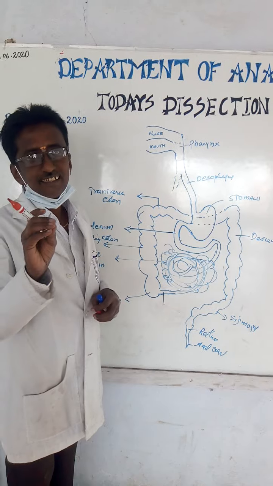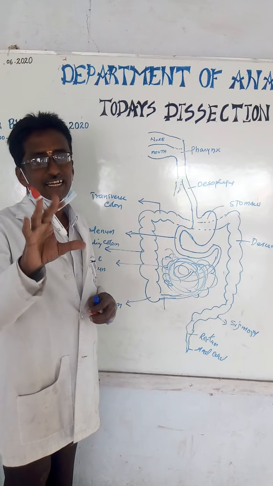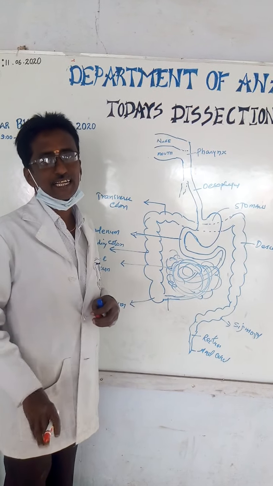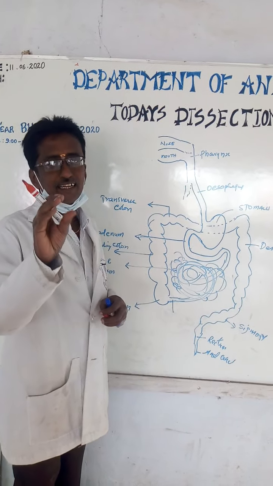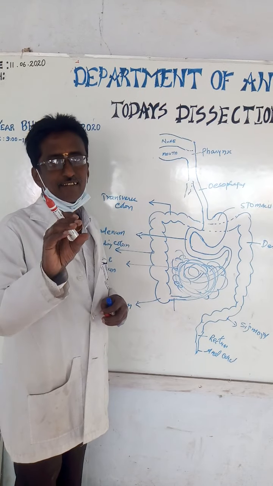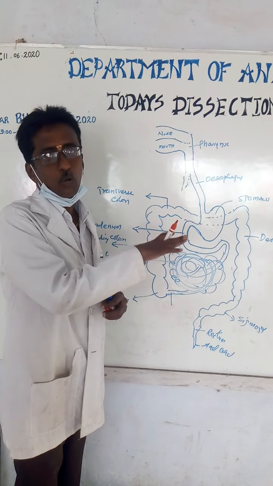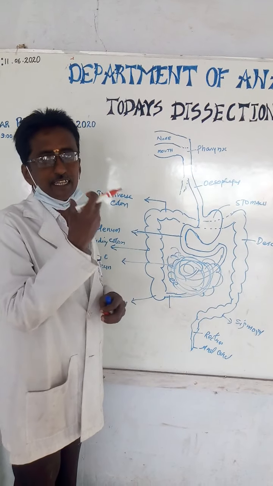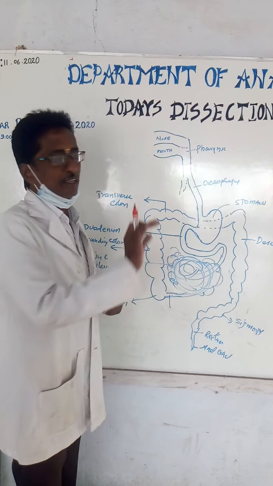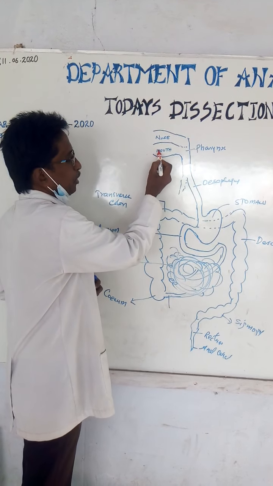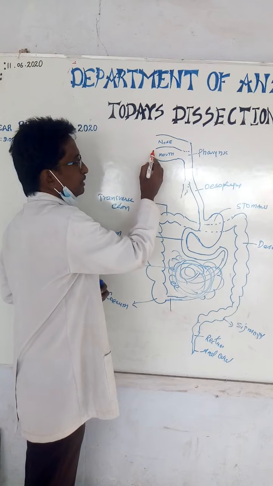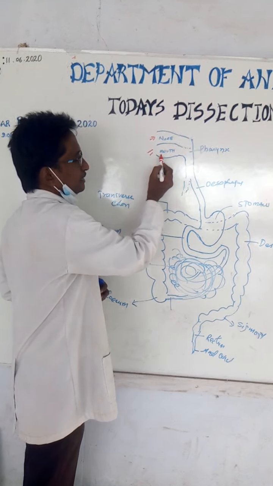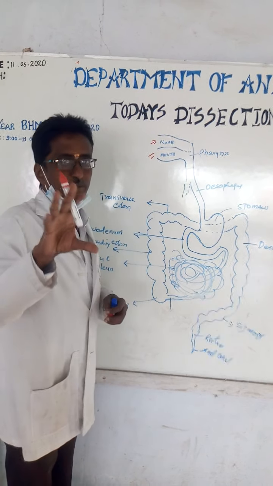GIT, the description, gastrointestinal tract. This organ is situated from oral cavity to anal canal. What are the organs that are situated? What are the parts of GIT I discuss now? Listen carefully. First oral cavity, to end with what? Anal canal. This is mouth. This is nose. This is oral cavity. This is nose entrance. Oral cavity is one of the GIT parts.